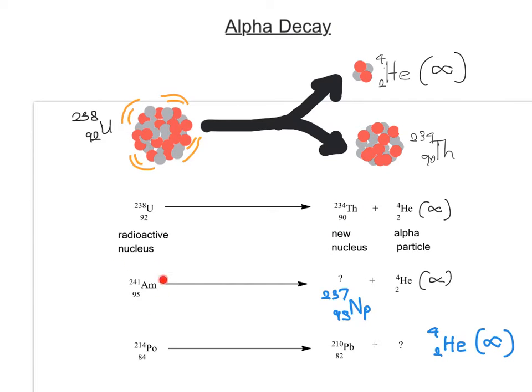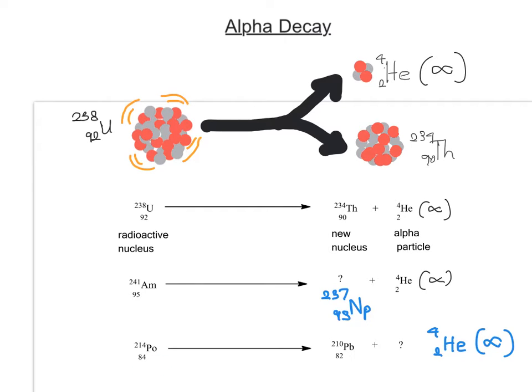When americium-241 decays by alpha radiation, let us figure out what the new element formed is. It ends up with a mass number of 237 and an atomic number of 93. So you're going to look up in the periodic table, look for the element with an atomic number 93. And you will find that the element formed is neptunium.